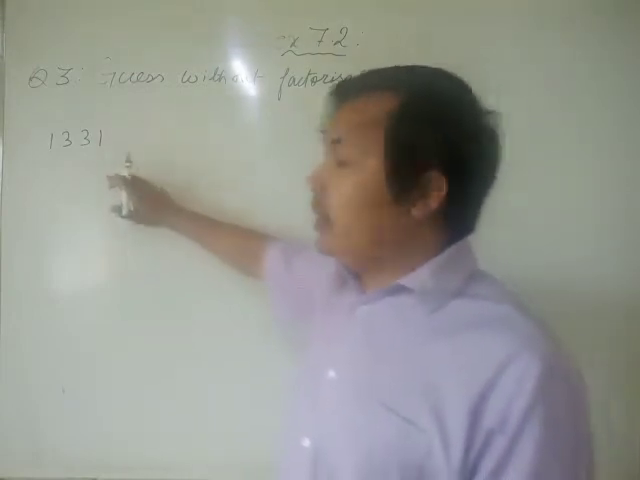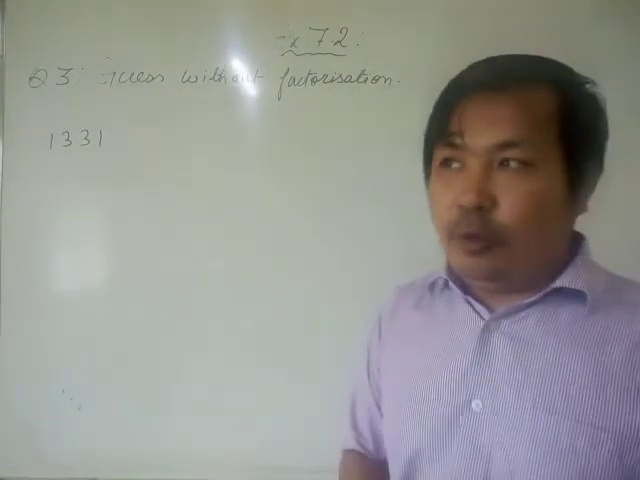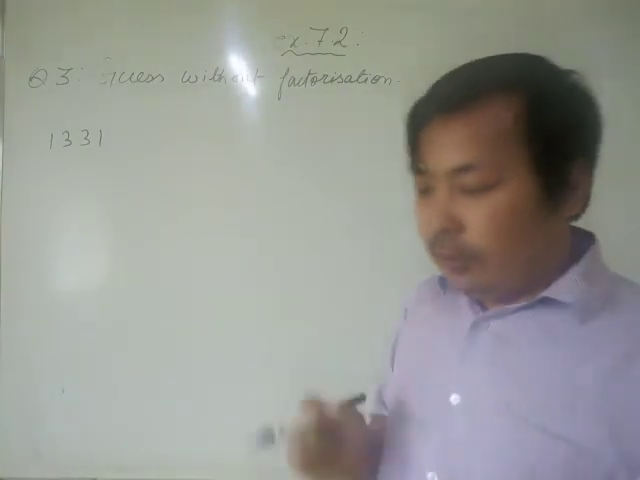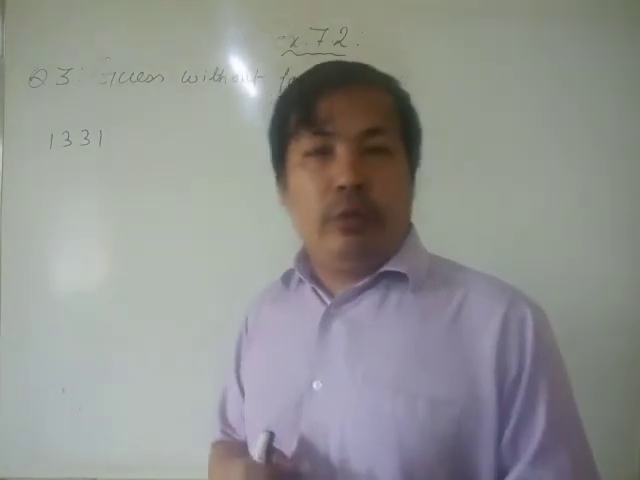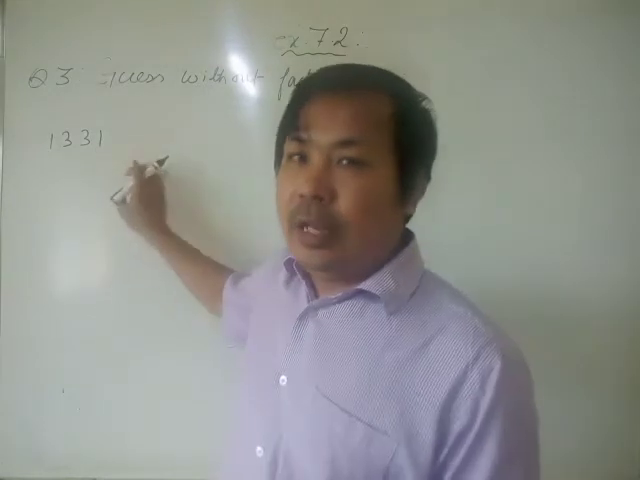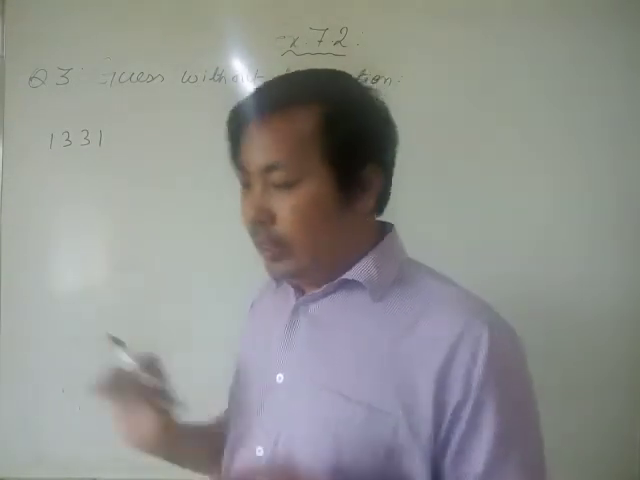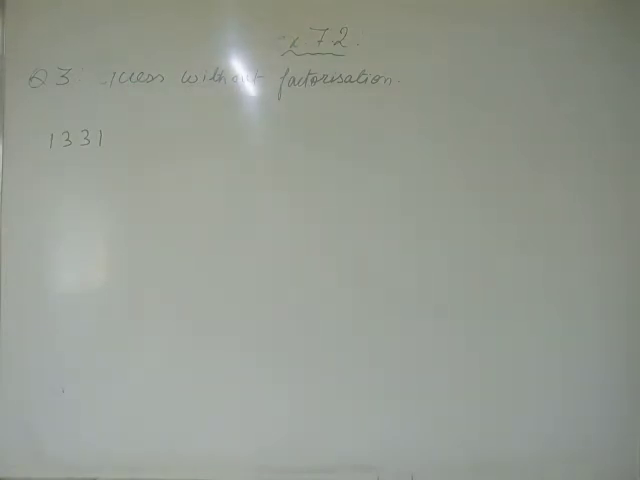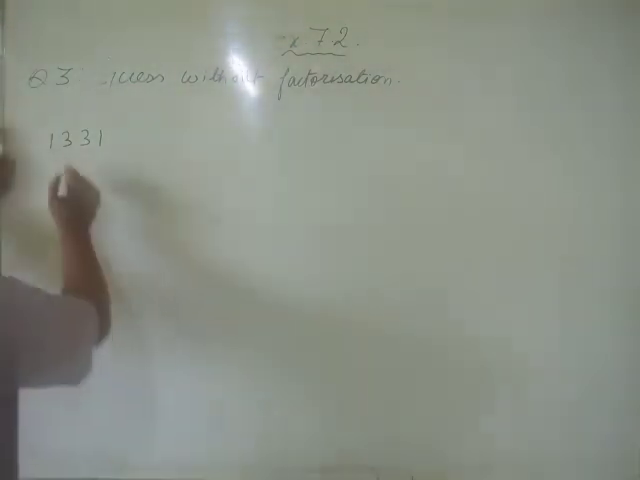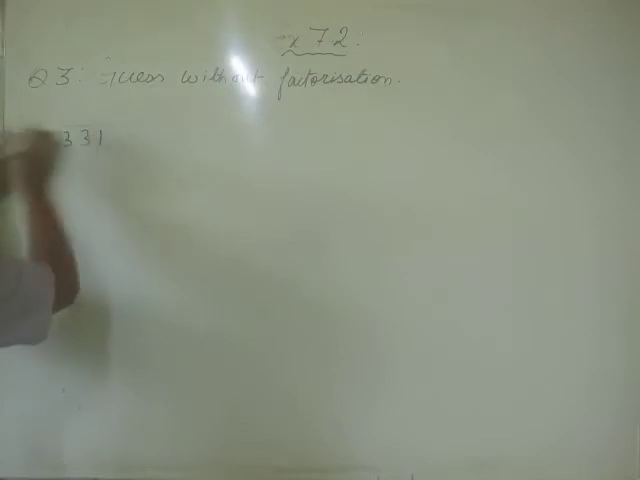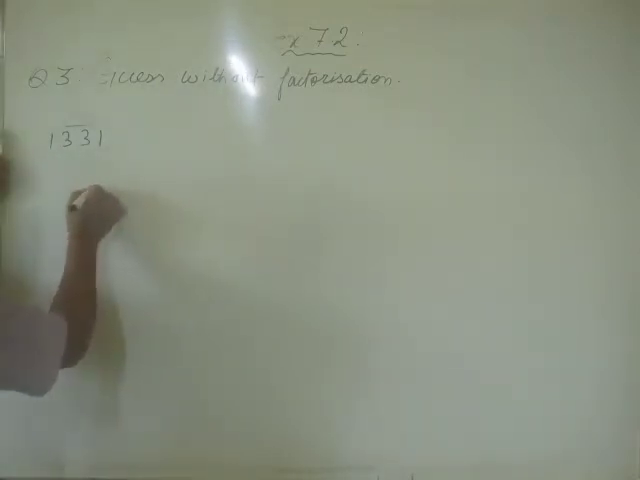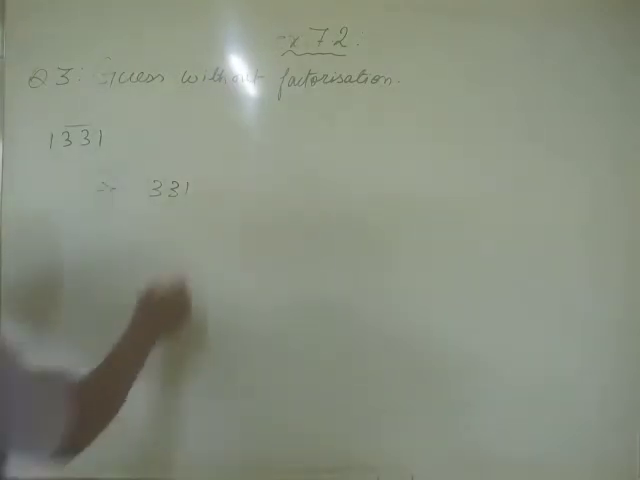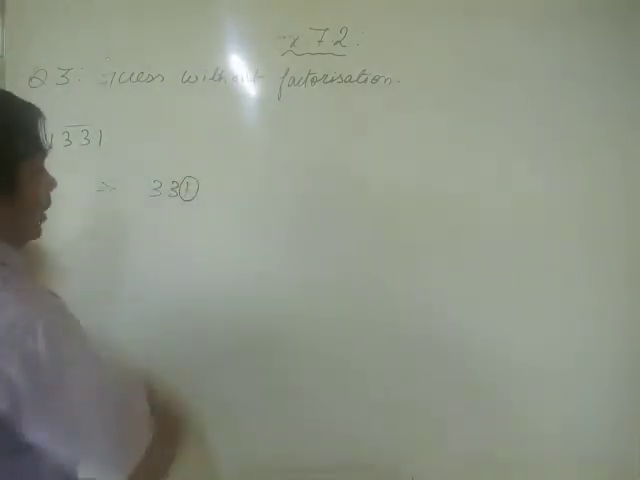The number given here is a perfect cube, so we are going to estimate its cube root. For that, we have to group the digits in threes, starting from the extreme right side, isn't it? So let us see. First of all, we group three of them, starting from here. So we get 3, 3, 1. You see in the last digit, there is 1.